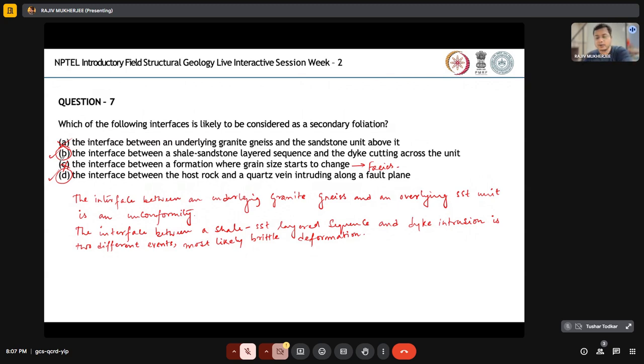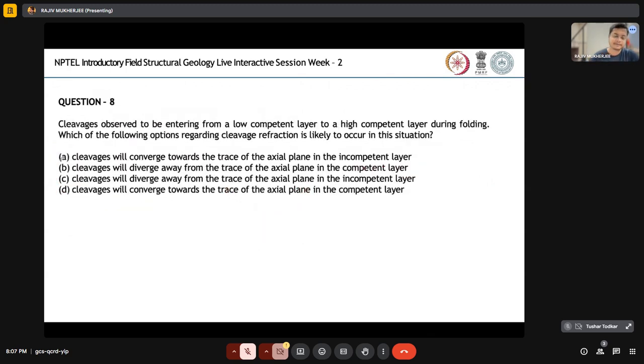Okay, so let us move on to the next question. Cleavages are observed to be entering from a low competent layer to a high competent layer during folding. Which of the following options regarding cleavage refraction is likely to occur in this situation?